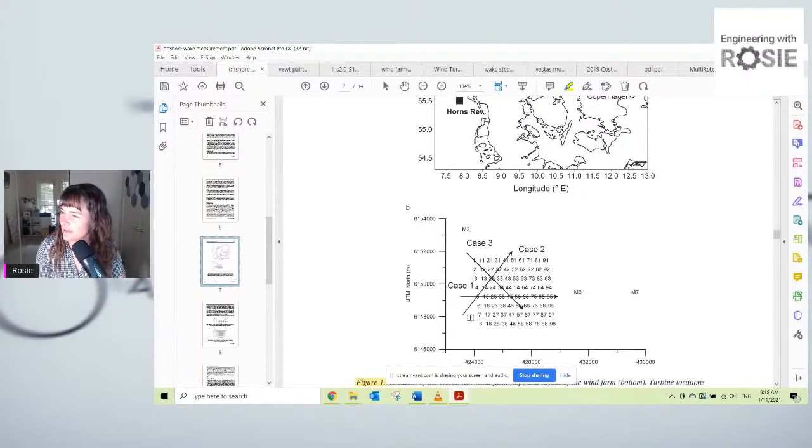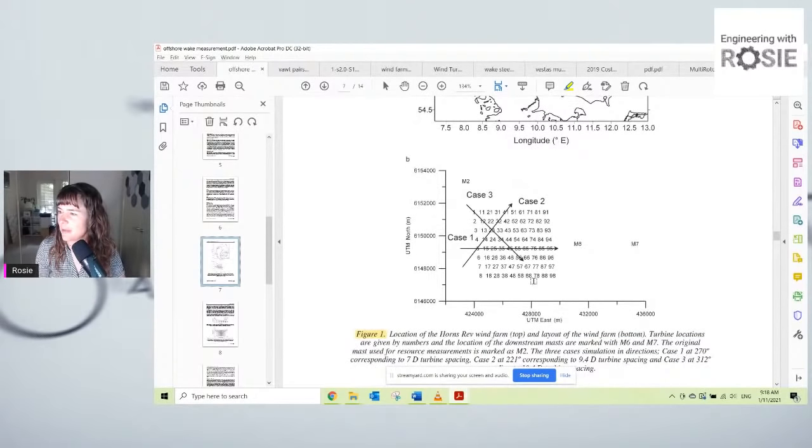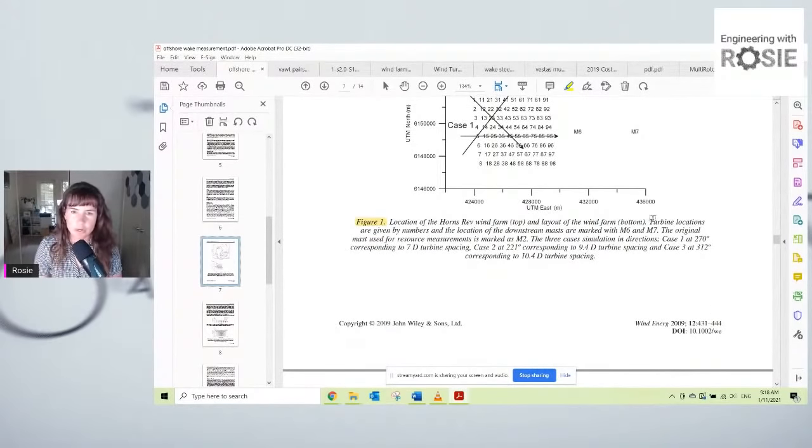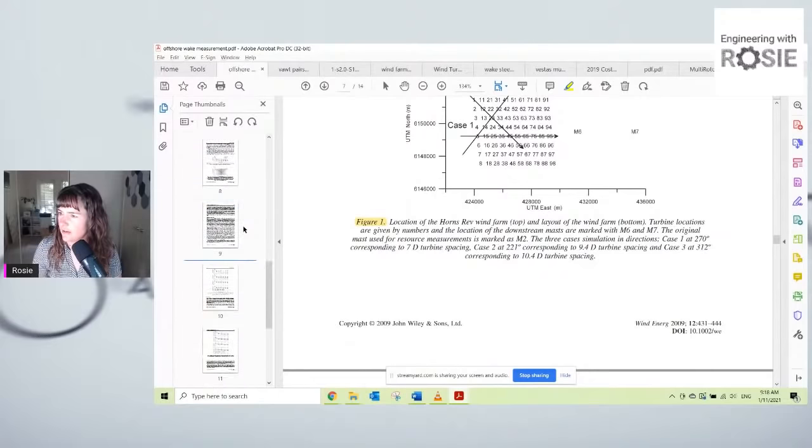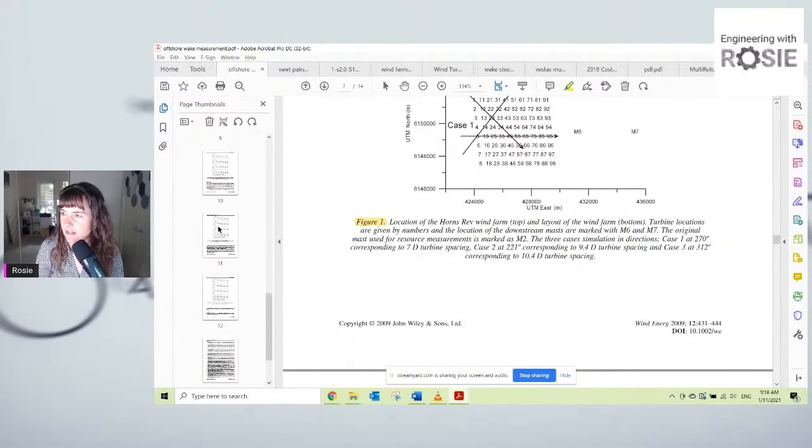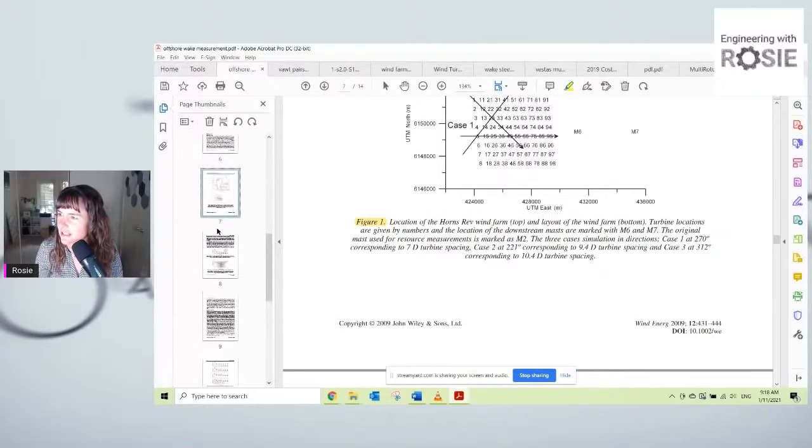And so this is the wind farm, and you can see it basically is kind of like a grid array. And yeah, so you are seeing all of the downstream. No matter where the wind is coming from, there's always going to be some downstream wind turbines, right? So they not only did simulations here, but they actually took measurements. So that's why I found this study particularly exciting.